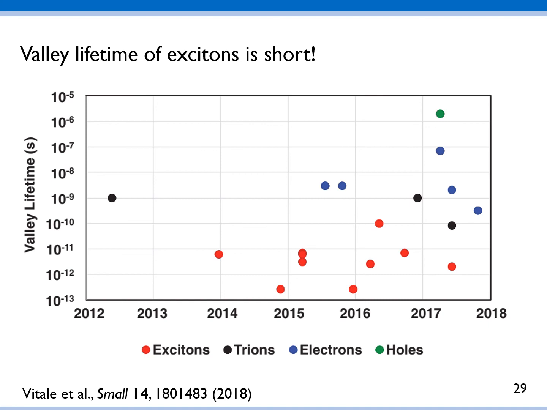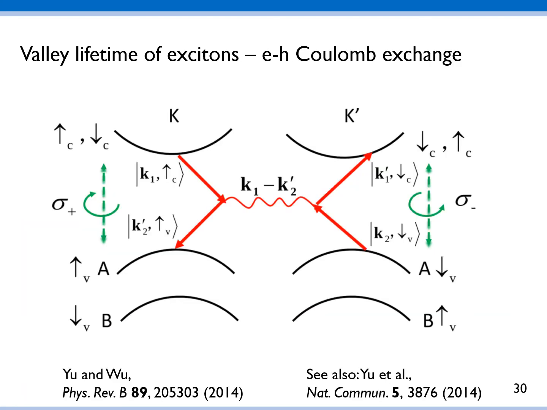So the question is, why is this valley exciton lifetime so short? The dominant mechanism that causes this short valley lifetime of excitons, or we could say their fast valley depolarization, is not yet entirely clear. Among the mechanisms proposed is Coulomb exchange interactions, and I want to explain this interaction a bit more.